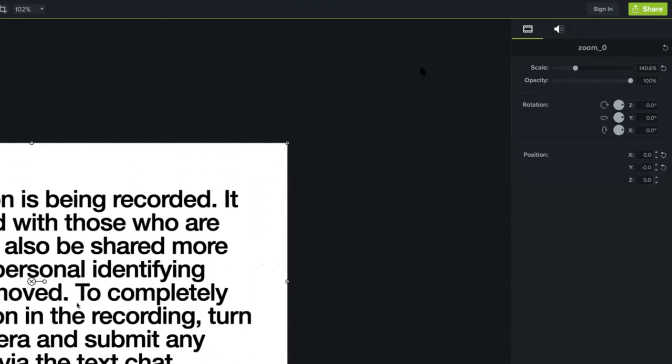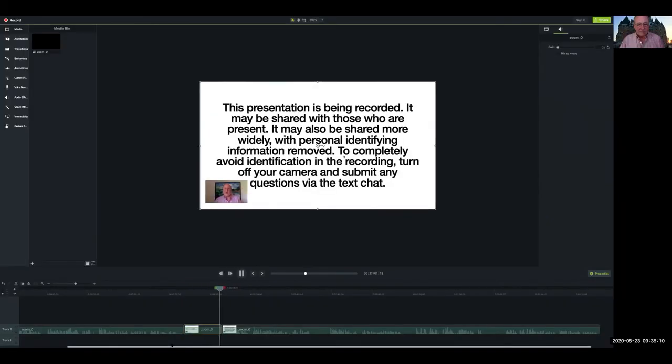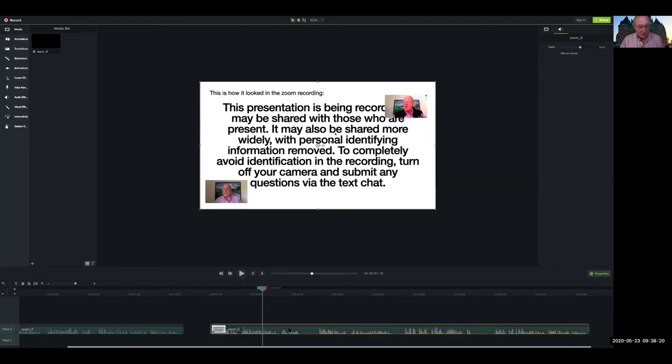I'm not going to get rid of this just quite yet, but what I'm going to do is take the gain right down on the audio so that I don't hear what's happening in that clip. So now I don't have to worry about it. This is a slide that I show at the start of all my... We could get rid of that whole thing. And here's what it looks like. And slide the rest of it over to there.